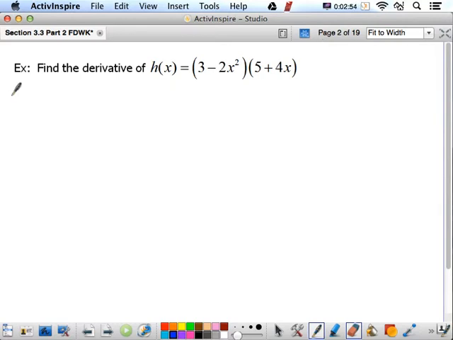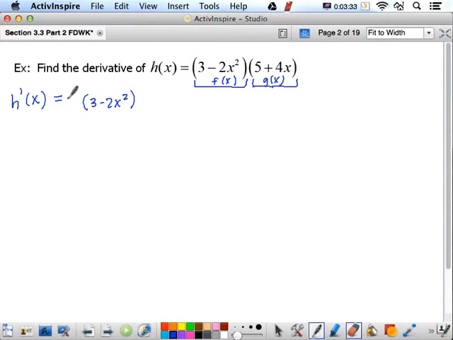Let's see if we can do the product rule to this. We have h prime of x equals. We need to identify our first and our second function. So this is our first function, we'll call him f of x. And this is our second function, we will call him g of x. So first function, second function. And we want to take the first times the derivative of the second, which would be parentheses 3 minus 2x squared multiplied by the derivative of just this parenthesis. What's his derivative? 4. Will it bother anyone if I put it in the front? No. I like for my monomials to come in the front.